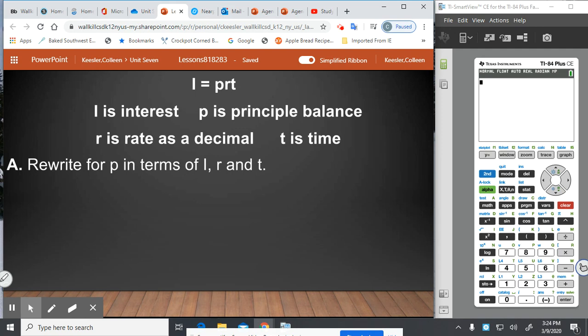So in this case, for part A, we want to rewrite for P in terms of I, R, and T. So what does that mean? It just means solve for P. Get P by itself. So we know I equals PRT. P, R, and T are all being multiplied, and the opposite of multiplying is dividing. So we're going to divide by R and T to get P isolated or by itself. And if we do that, the R and the T cancel out, and look at that, P is by itself. So our equation is P equals I over RT. And that's solving for P in terms of I, R, and T.